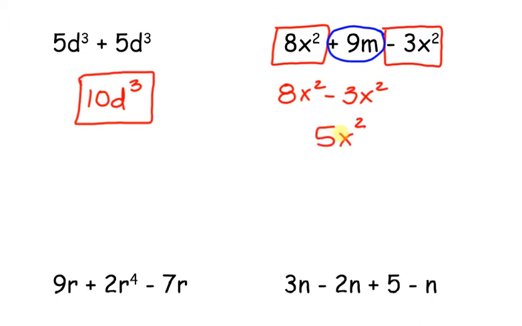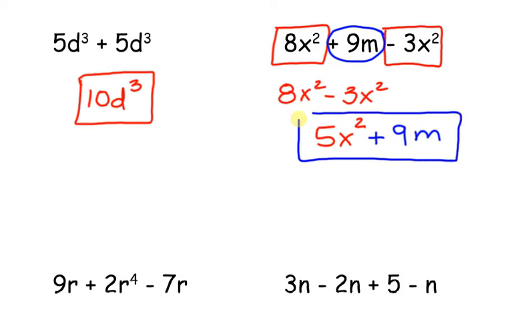5x to the second power. Now I got to go back to my m's. I just have one, positive 9m, so plus 9m. And this right here is my final answer. I cannot go any further because I cannot combine the m with the x. It cannot work.